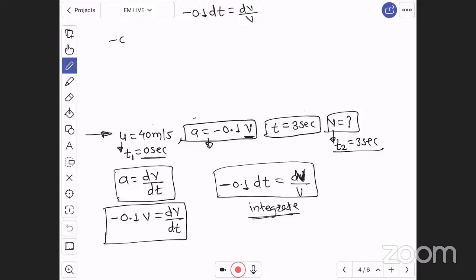Now minus 0.1 dt integration. Here, with respect to dt means time. Therefore, time changes from t1 to t2, which is equal to the integration of dv by b. And here the integration is with respect to dv, and velocity changes from initial u to final v. This will be the variation of velocity.